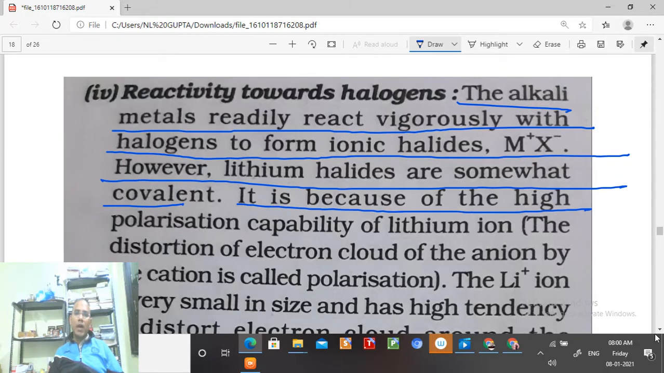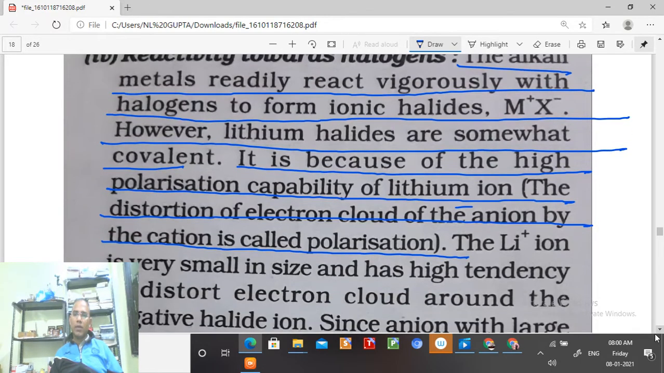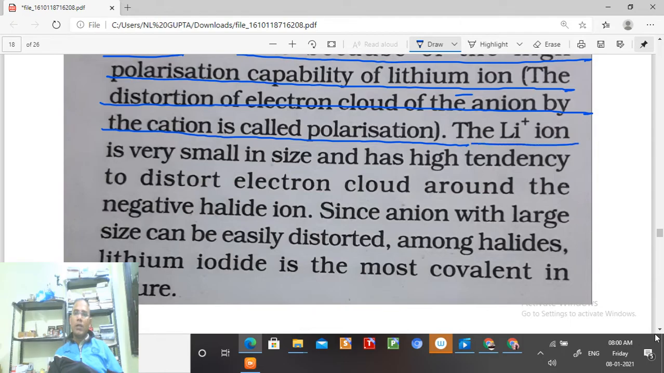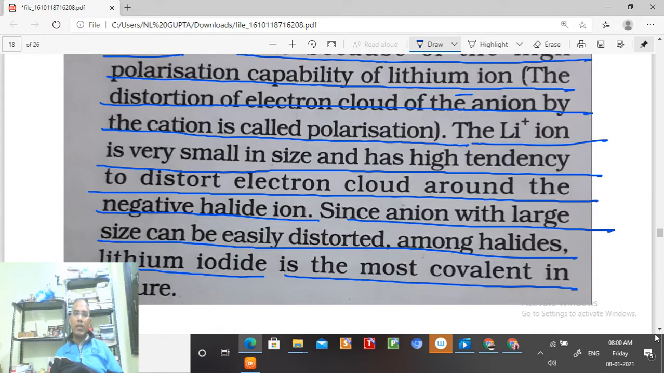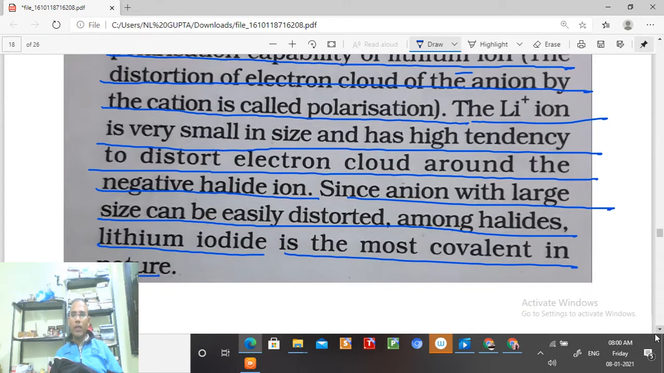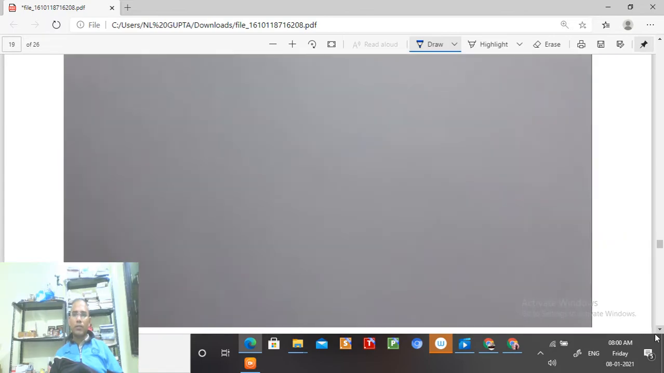It is because of the high polarizing capability of lithium. The distortion of the electron cloud of the anion by the cation is called polarization. The lithium ion is very small in size and has a high tendency to distort the electron cloud around the negative halide ion. Since an anion with large size can be easily distorted among the halides, lithium iodide is the most covalent in nature.